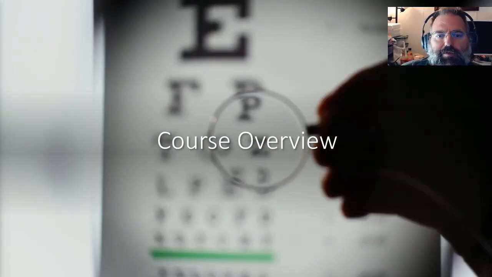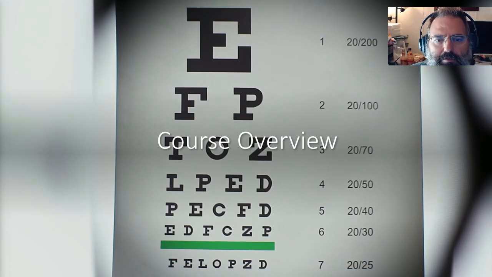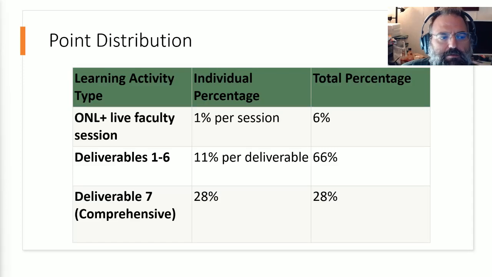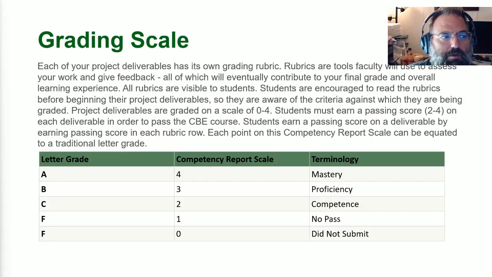A course overview. So this is very similar to every other competency-based educational program that you've taken here at Rasmussen. CBE is centered around this concept of demonstrating your knowledge, and that's where these deliverables come in. You have 6 deliverables that make up a total of 66% of your grade. The remaining 28% comes from your final deliverable, which is essentially a capstone that ties it all together. And then the balance, that last 6% to take you up to 100, comes from the live sessions, basically. So having done those.